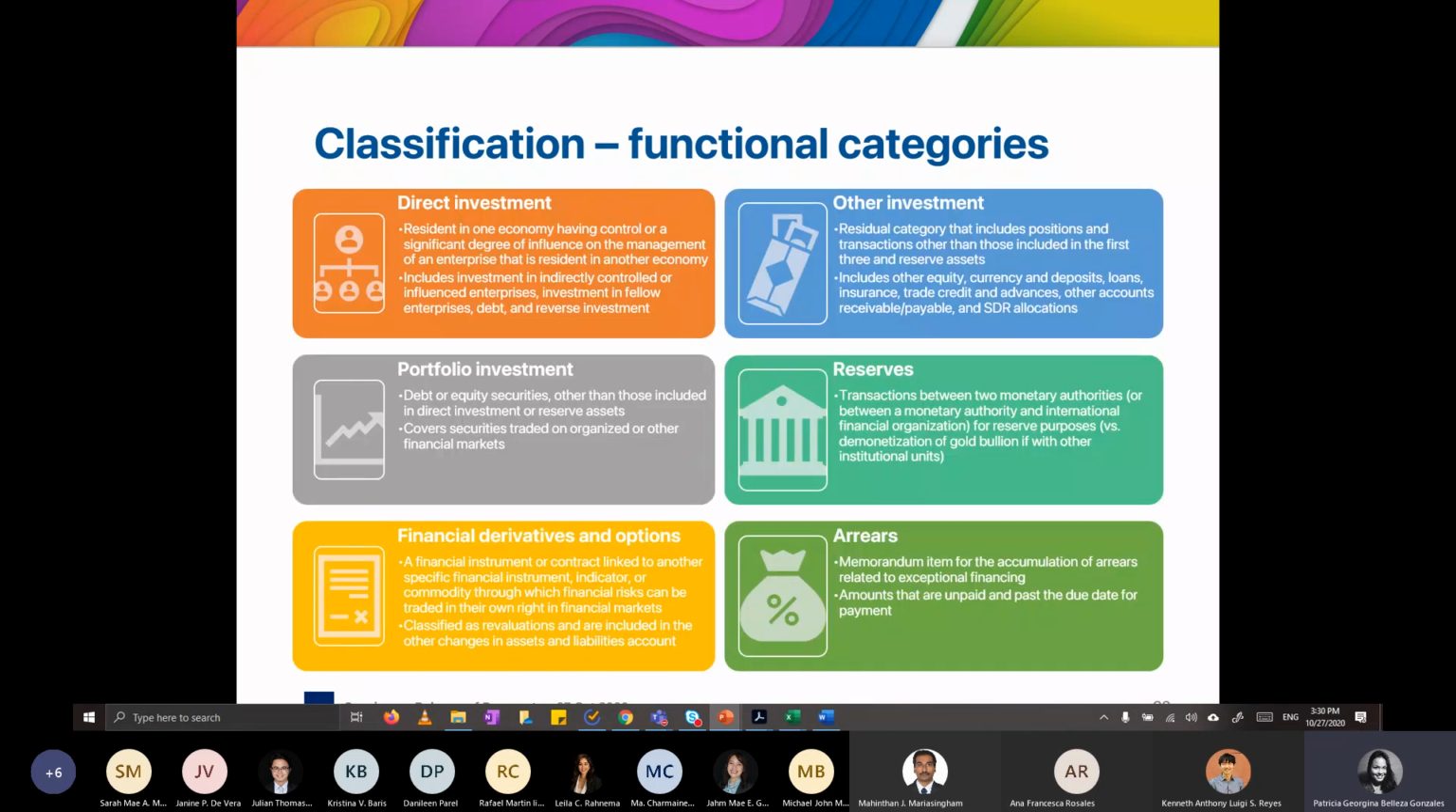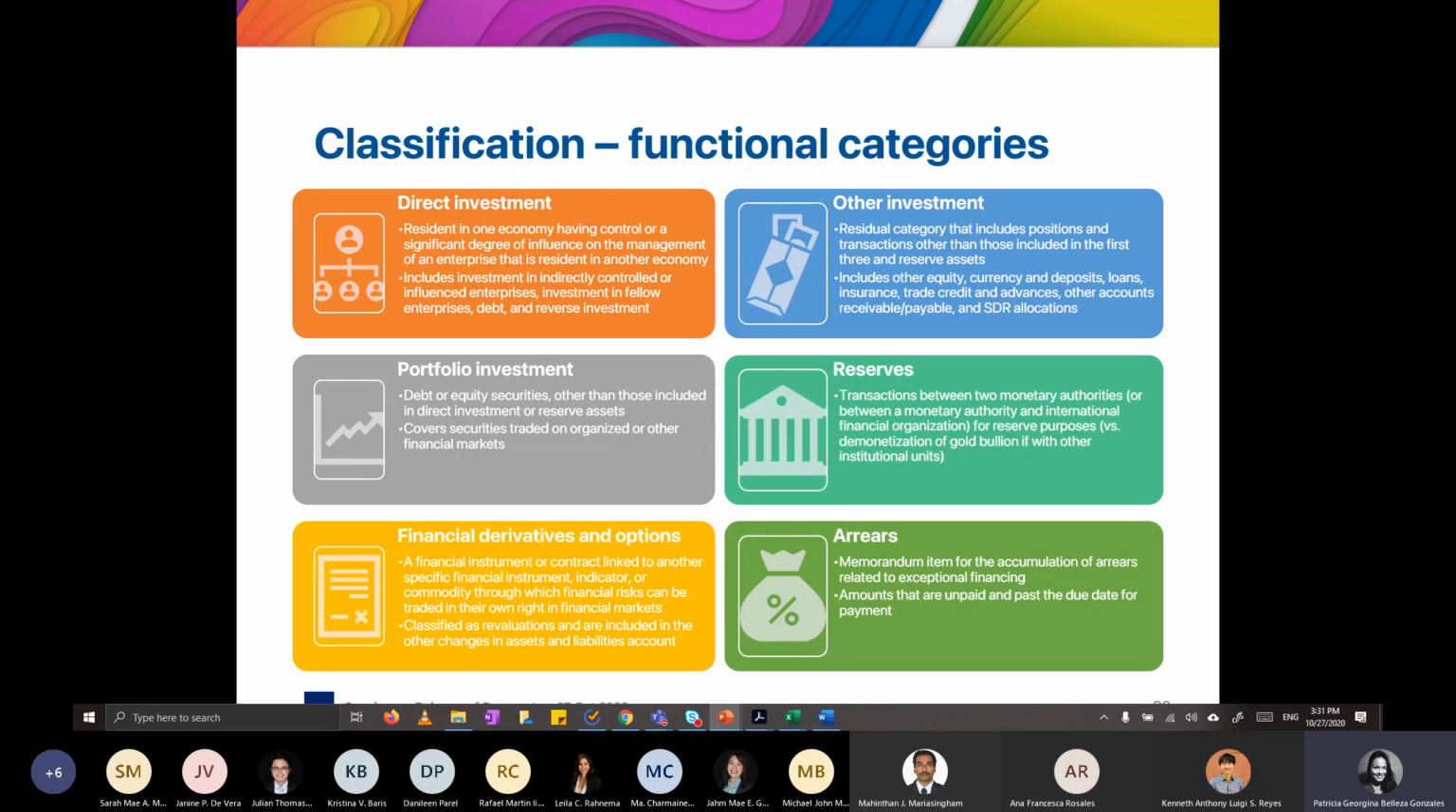So the functional categories are these five actually, but this sixth one, where data is available and where it's significant, is recorded as a memorandum item in the balance of payments. So you have first the direct investment. So it's a holding of a financial asset wherein a resident has or can exercise control or a significant degree of influence on the management of an enterprise that is resident in another economy.